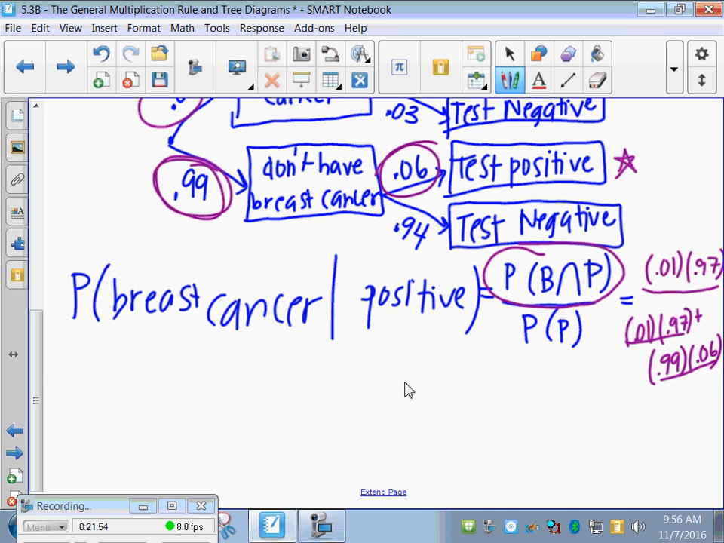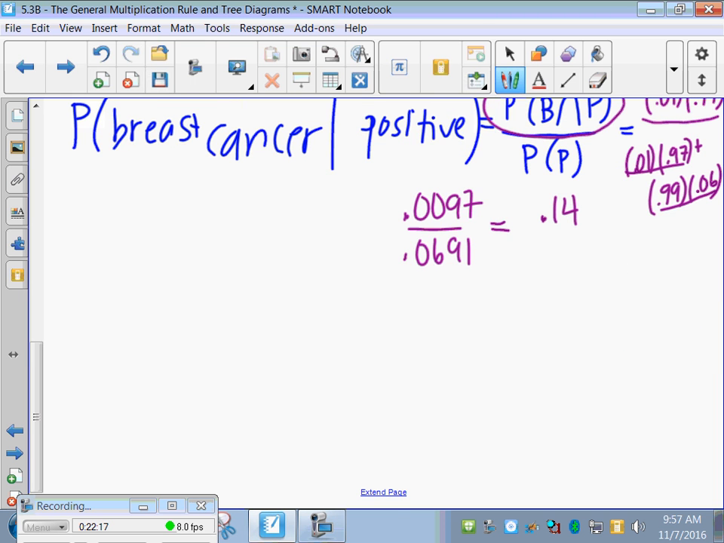So in the numerator, there is a 0.0097 chance of having breast cancer and testing positive. In the denominator, there is a 0.0691 chance of just testing positive. Okay? If we divide those probabilities, it is 0.14. What does this actually mean? This means, given that you randomly select a woman that has tested positive, there is only actually a 14% chance that she has it. So that's kind of good, right?